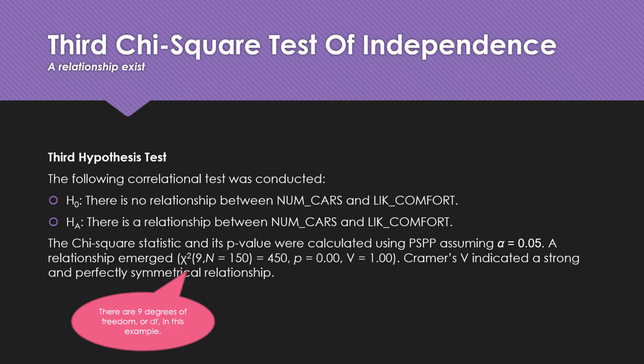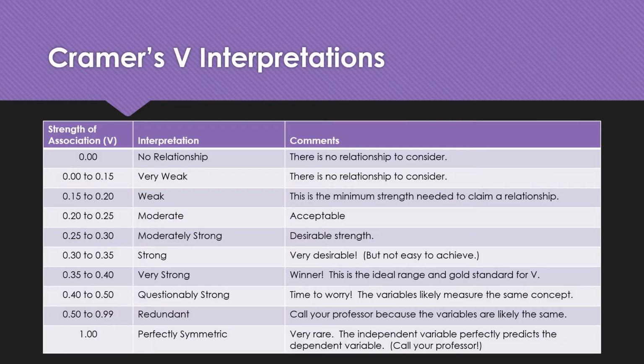If it's less than 0.05, then there's a significant difference, showing there is a relationship between the number of cars and level of comfort, and Cramer's V is equal to 1, which shows a perfectly symmetrical relationship. If we look at the Cramer's V interpretations, there's no relationship at 0.00, but if you take it to 0.15, there's a very weak relationship, versus 1.0, which is a perfectly symmetrical relationship.